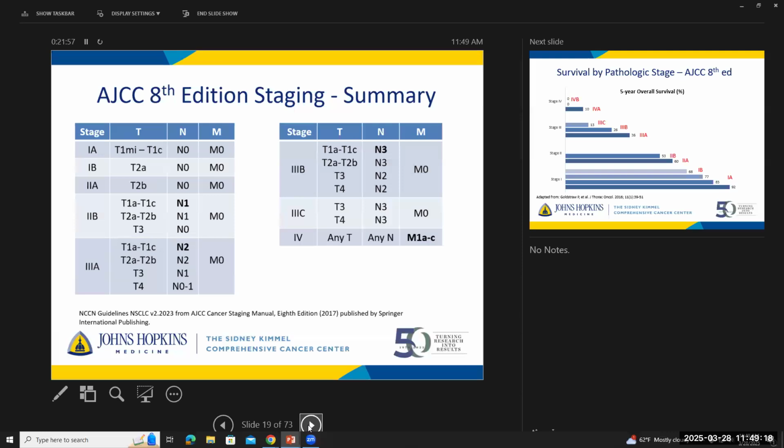I don't have this memorized. There's no point. You can easily look this up, but I do want you to understand how the staging progresses, how it might be more advanced. You can see that stage 2B is where we start to get that N1 disease. So now we have lymph node involvement. And then when you hop to stage 3A is where we might have N2 lymph node involvement. That's our mediastinal lymph nodes. And then finally, stage 4 is going to be the first stage where we have distant metastases or metastases within the lung cavity, thoracic cavity.